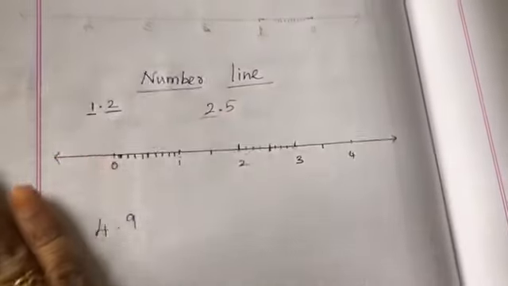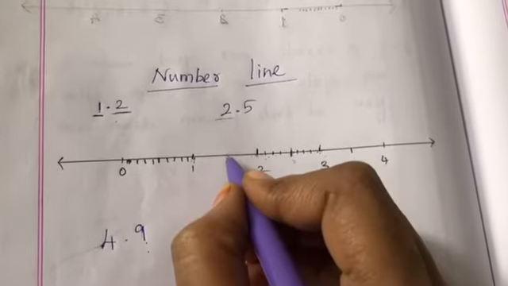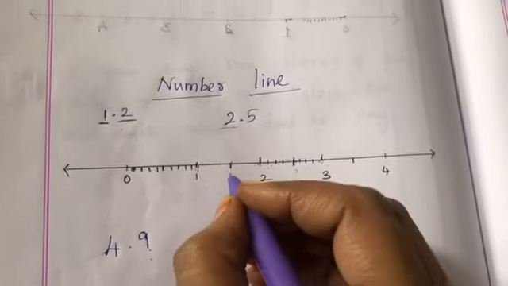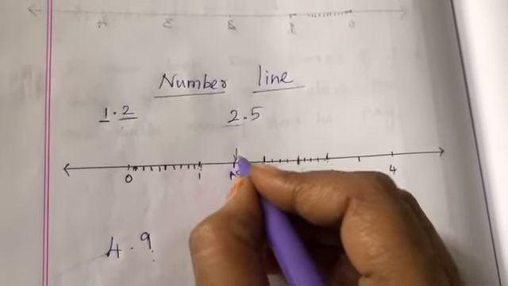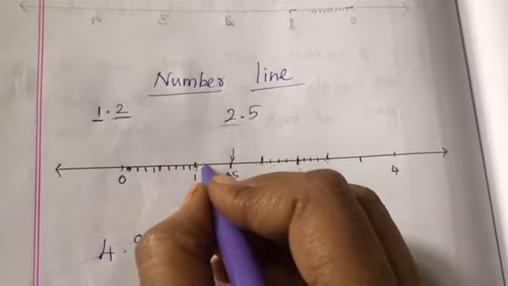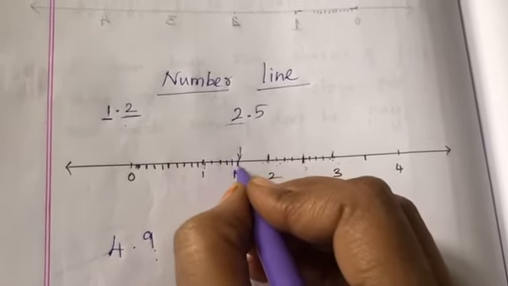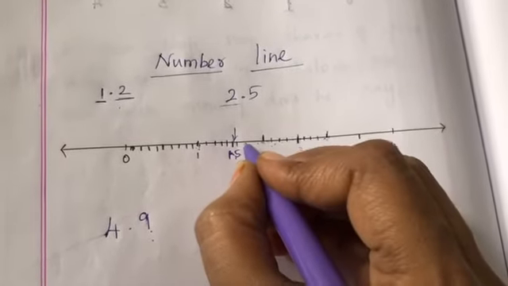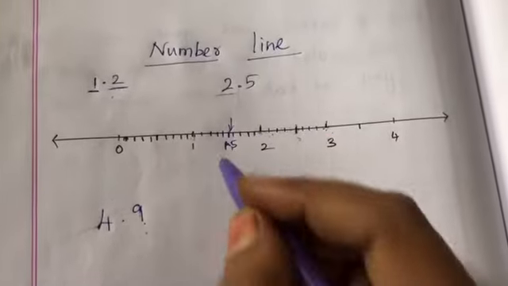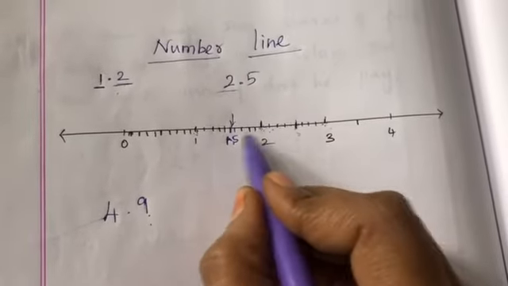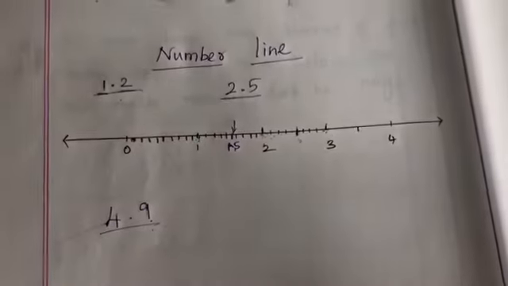Okay, these are a few examples. Between 1 and 2, first you divide and mark the center point, and it is 0.5. That is 1.5. This place is 1.5. So 1.1, 1.2, 1.3, 1.4, and it is 1.5, 1.6, 1.7, 1.8, and it is 1.9. Now it is 2. This is how the numbers will be marked between the two lines. These are the examples for decimal numbers.